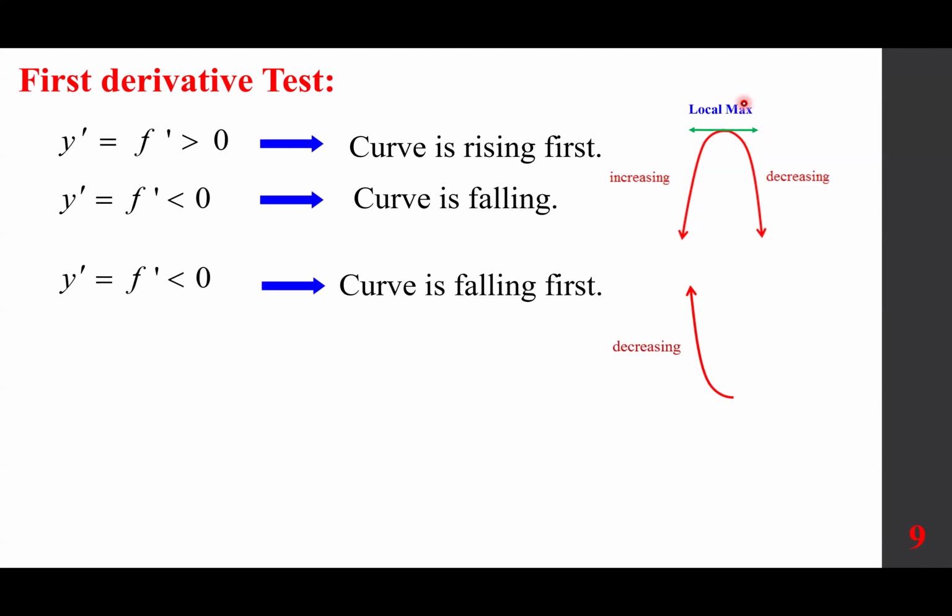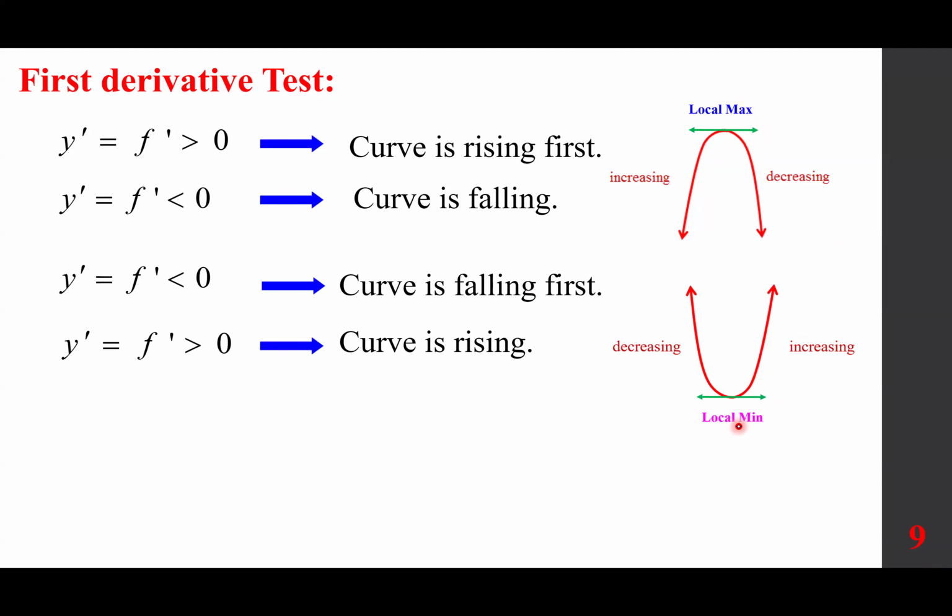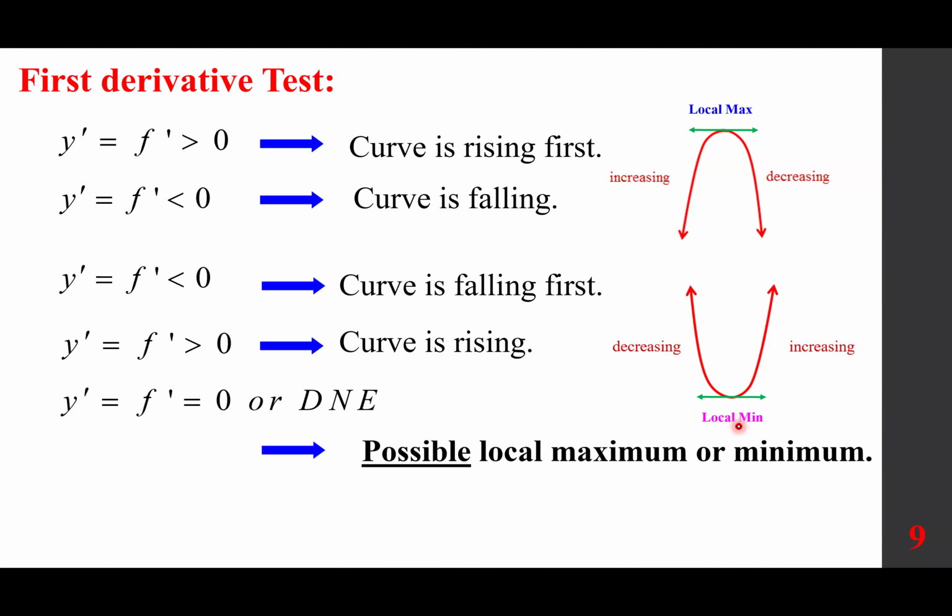On the other hand, if it is decreasing first, that means falling, and then increasing, that means rising. Again, we have a local extremum, but this time it is a local min. And that's it. So where y prime or f prime is 0 or does not exist, those are possible local maximum or minimum. So how do we find them? Use the sign graph.